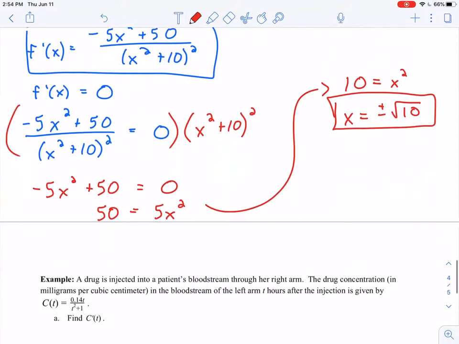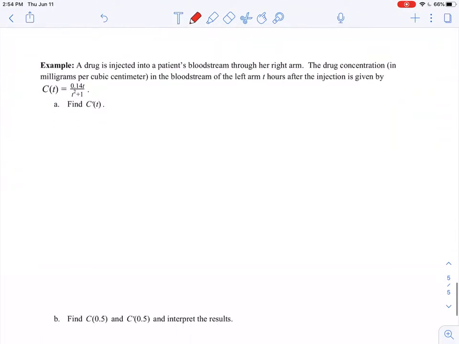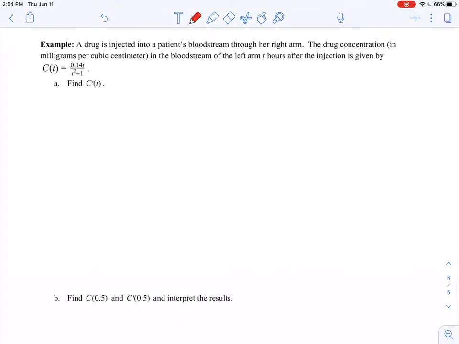Let's look at one more example here. I have a drug that is injected into a patient's bloodstream through her right arm. The drug concentration in milligrams per cubic centimeter in the bloodstream of the left arm, t hours after injection, is given by C of t equals 0.14 t divided by t squared plus 1. So I'm going to start this problem. I need to find the derivative. So I need to find c prime of t. I want the derivative of this function here.